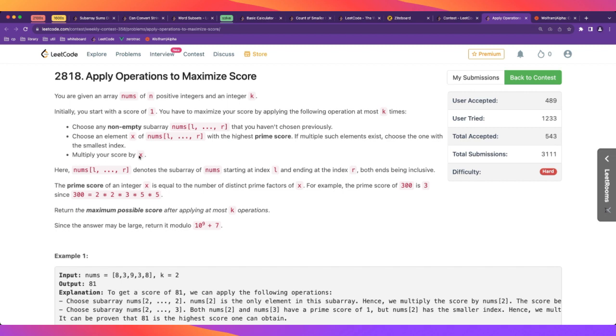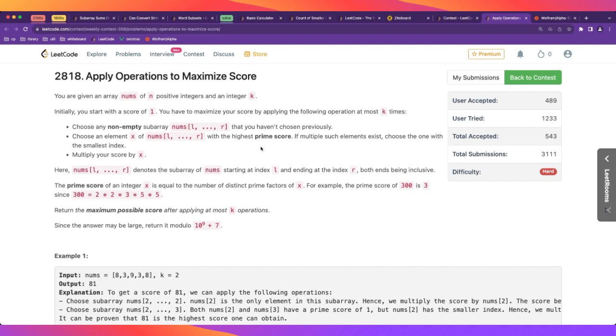And in which case x is going to be the highest prime score? Well, if you consider all the prime scores and you have an element with the highest value, and you move to the right, if you find an element that has a bigger prime score, well, then that is going to dominate. That is going to be the element that you're going to multiply. So you don't want that.